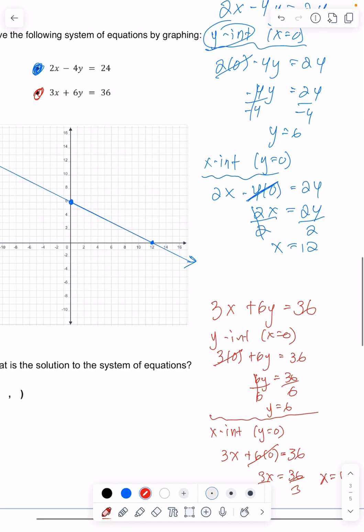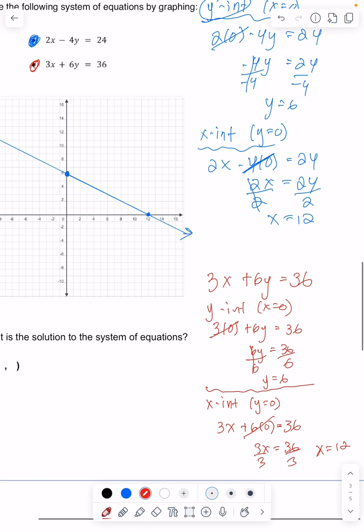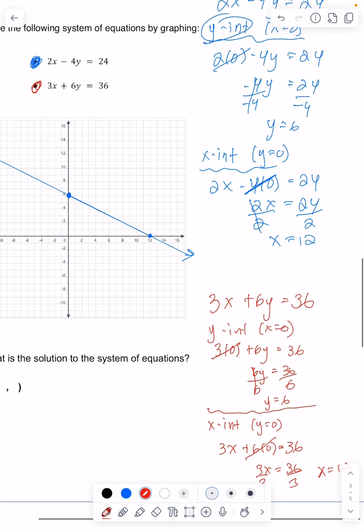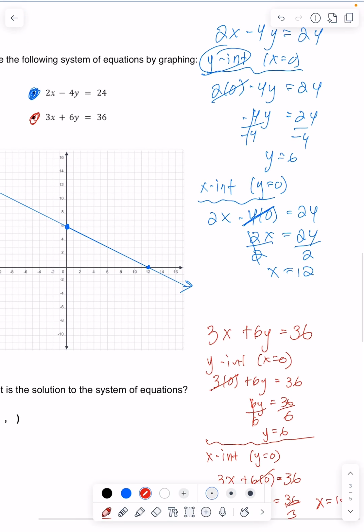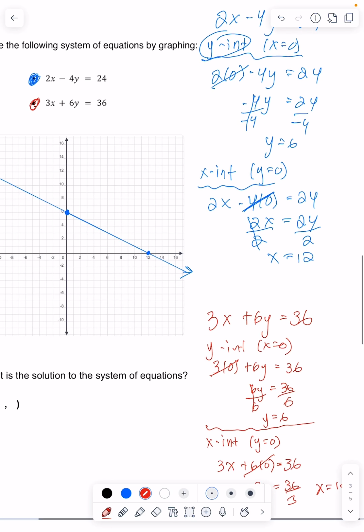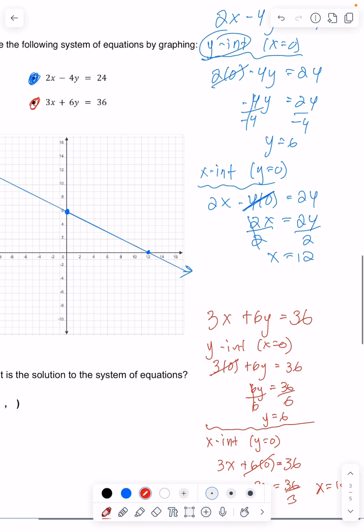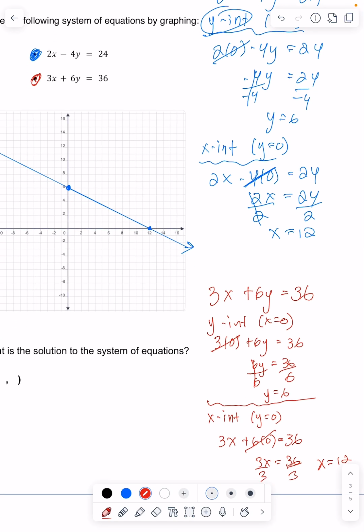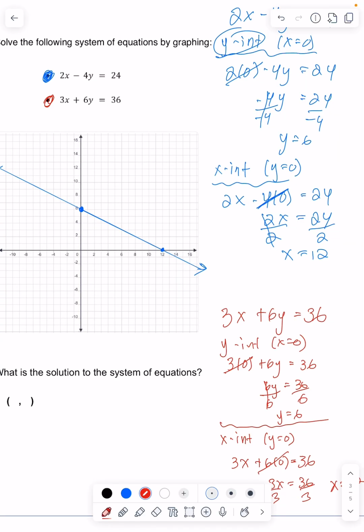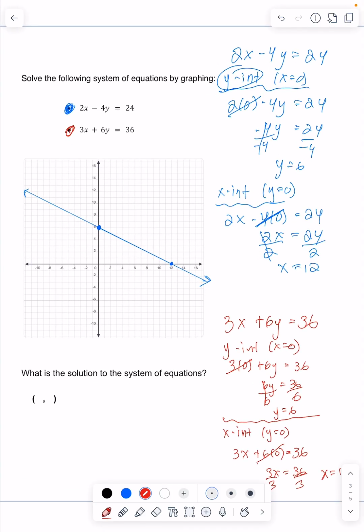Let me see, 3x is equal to 6, and then 36 divided by... Let me see. Okay, so sorry. I know what I did wrong.